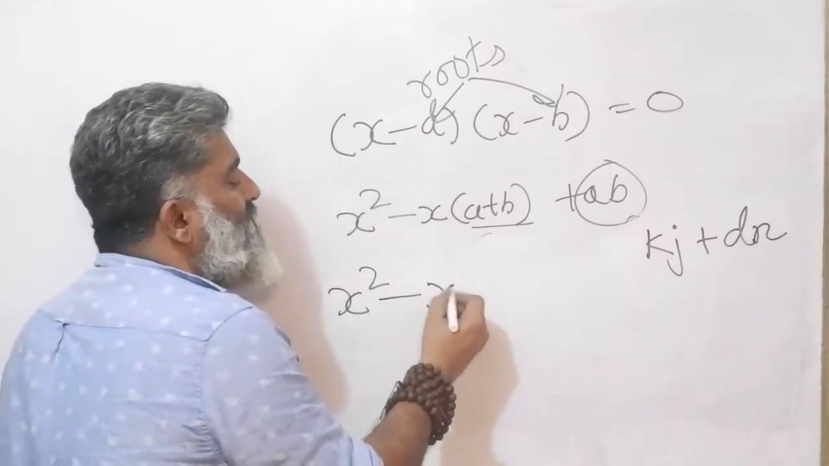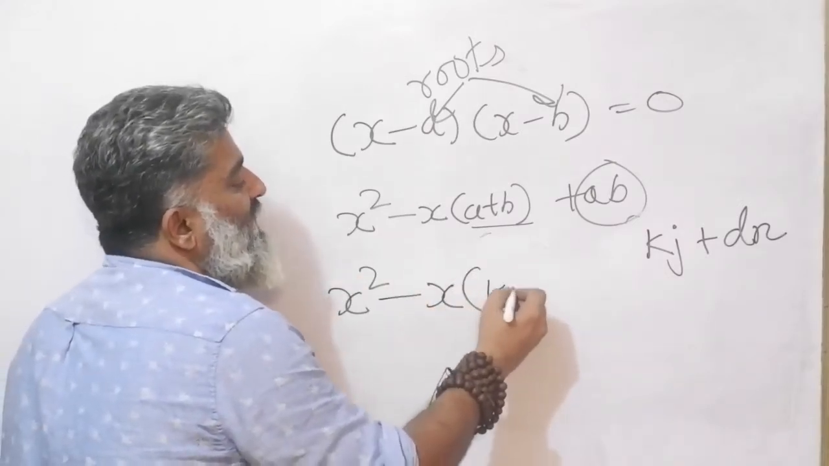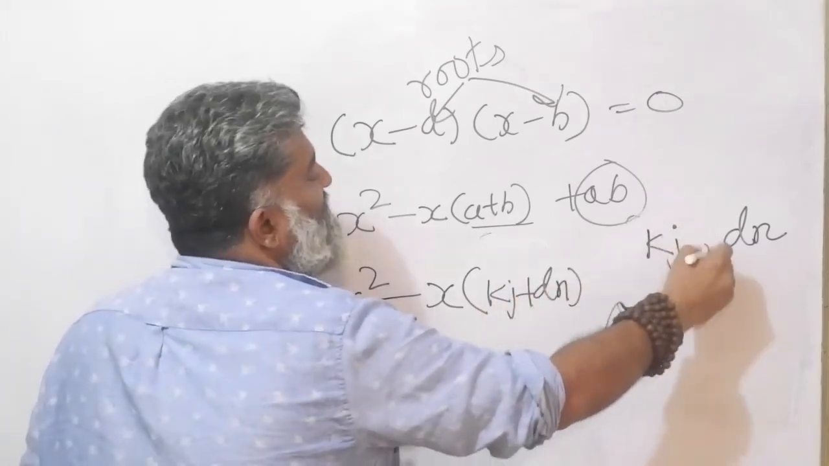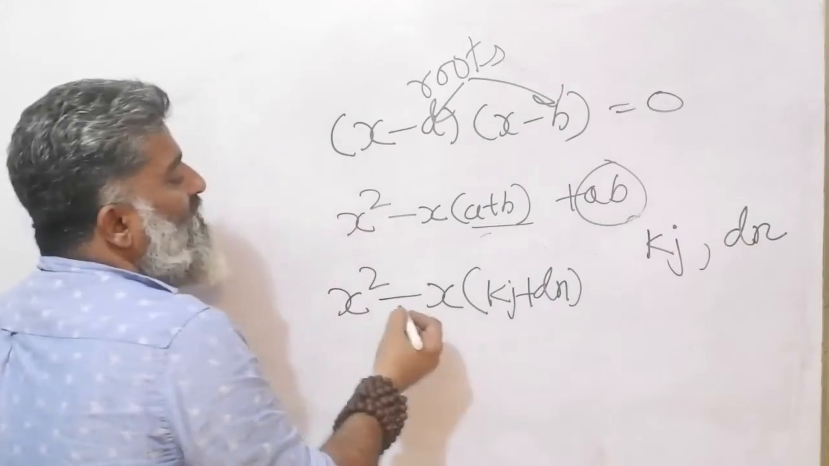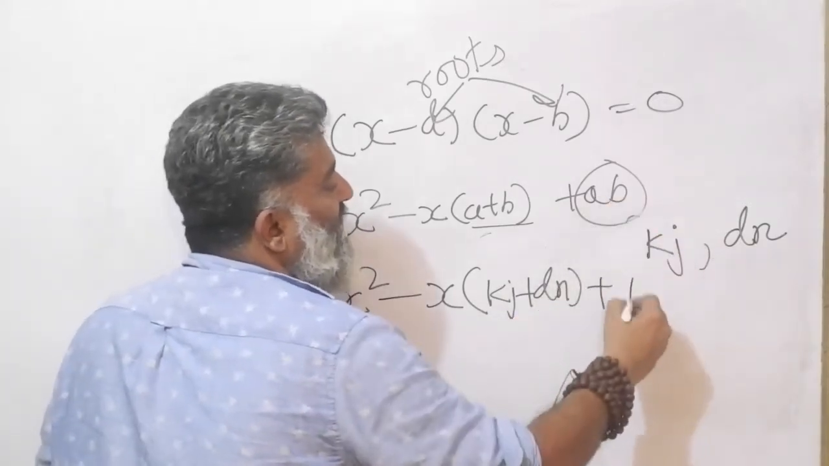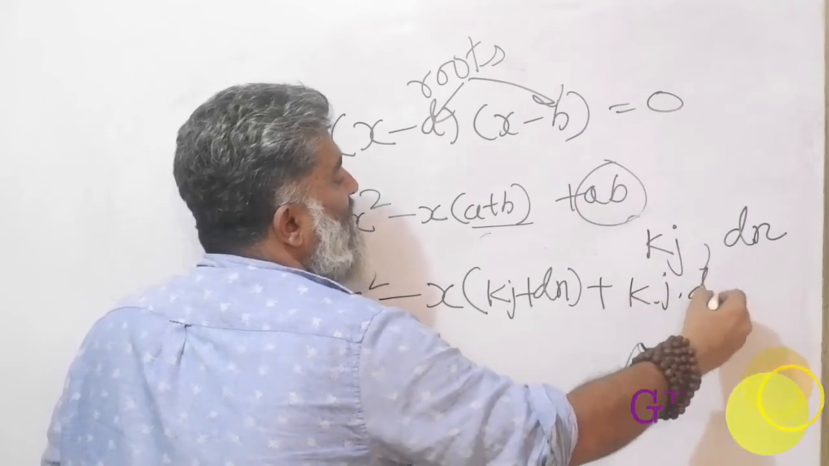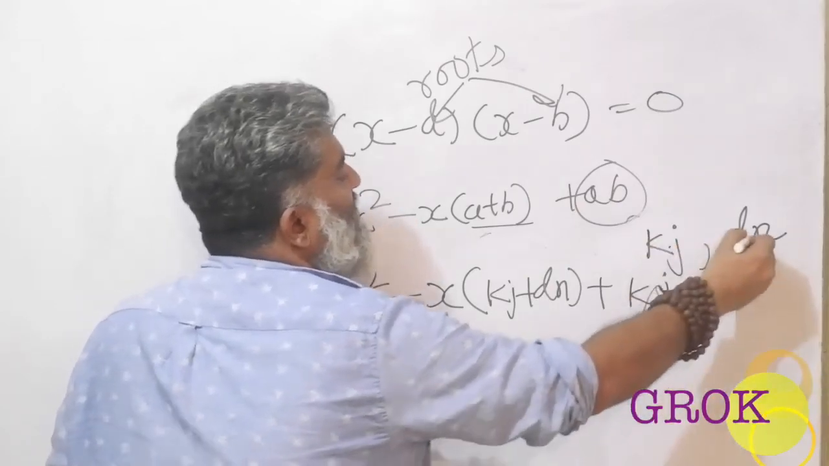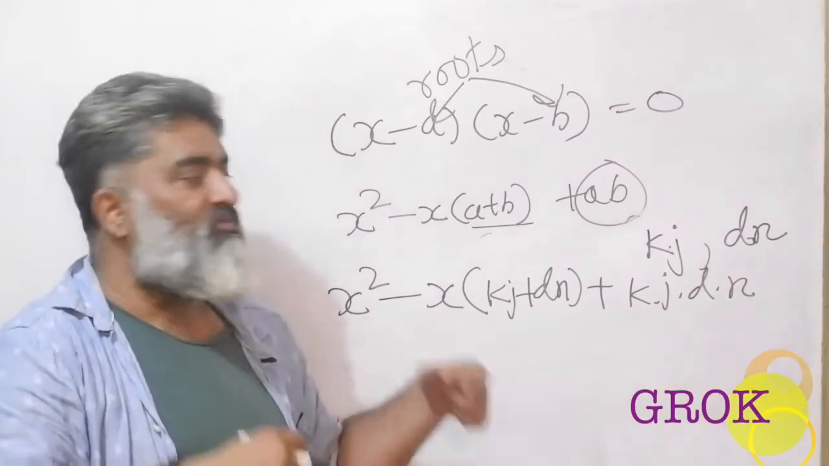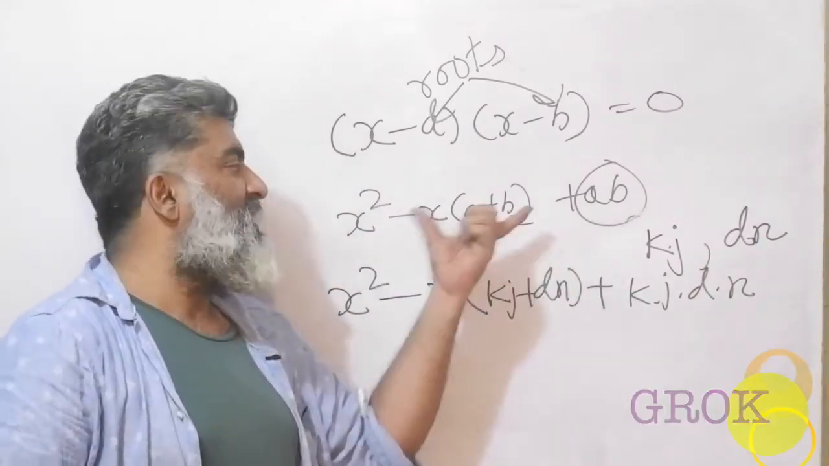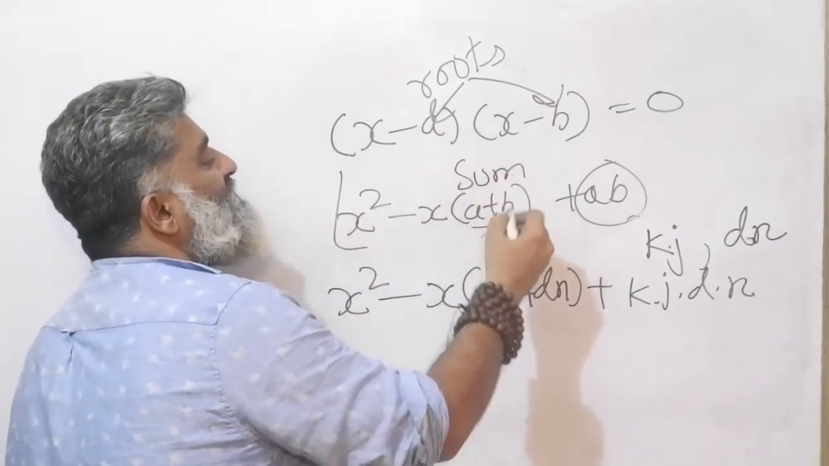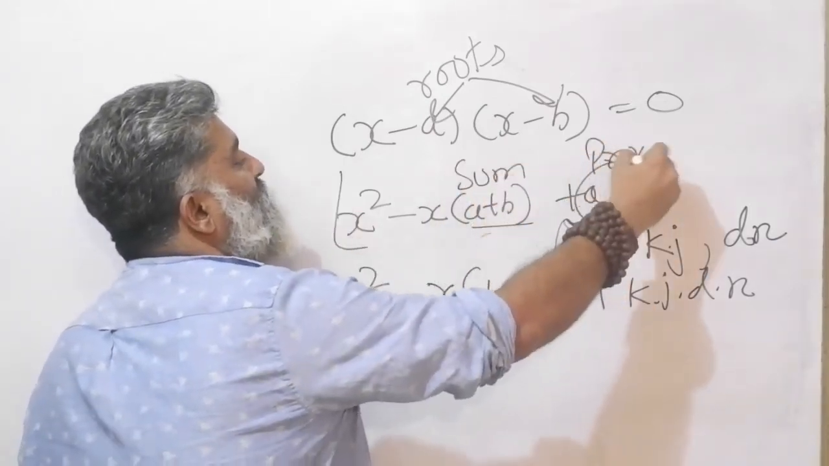x² - x(kj + dn). These are the two roots, kj and dn. And lastly the product of the roots: k into j into d into n, assuming that d and n are different numbers. And then I can expand it, play with it. That means whatever is the story, I can plug it into my standard form, which is nothing but x² - (sum of the roots)x + the product of the roots.